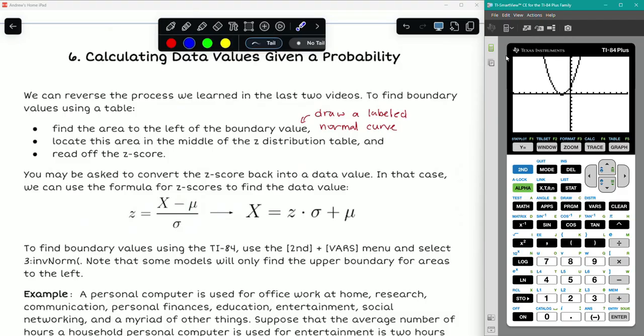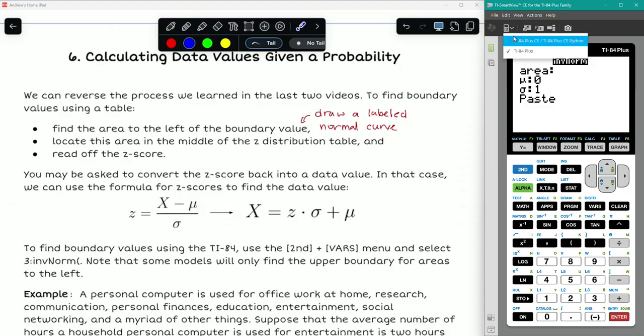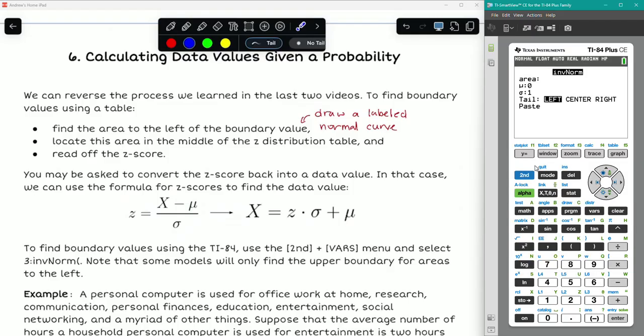So if you give this program a minute, it's going to pull up an older model. If I go second vars and I pull up inverse norm, it just gives me area and then mean and standard deviation and paste. And what that means is it will only find areas to the left. I would strongly recommend, based on my experience teaching statistics, that you rewrite all problems as if they were areas to the left of the boundary value and leave this set to the left setting. That tends to have less problems.